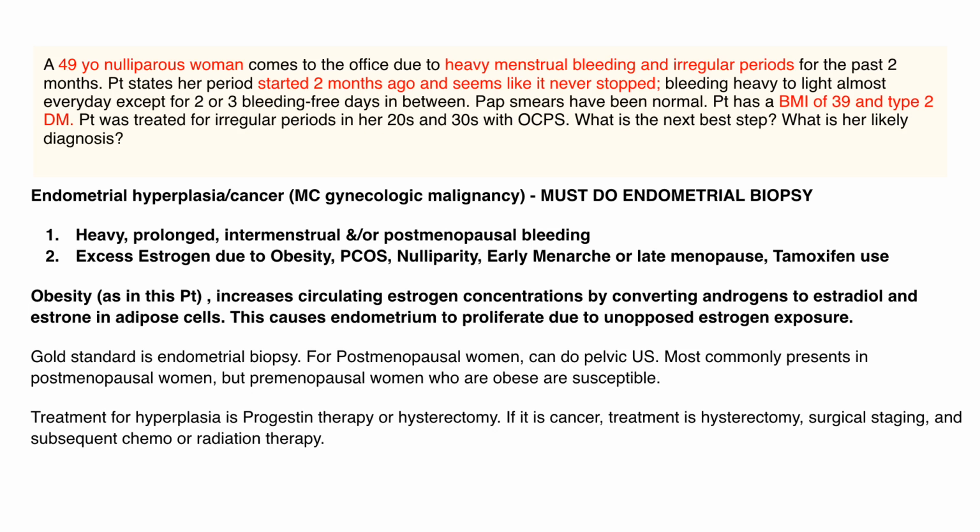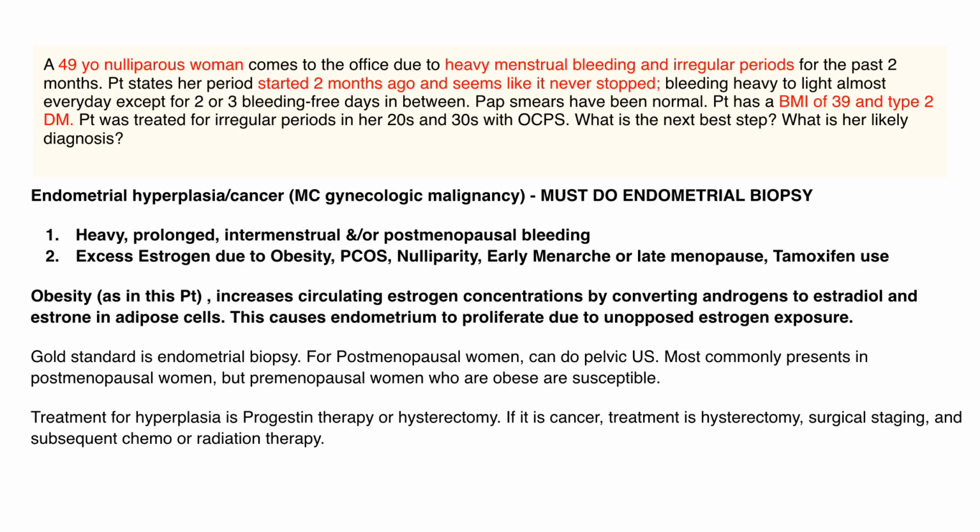So this patient has endometrial hyperplasia or cancer, the most common gynecological malignancy, and you must do an endometrial biopsy. That's very important. This patient has heavy, prolonged intermenstrual or postmenopausal bleeding. Excess estrogen due to obesity, PCOS, nulliparity, early menarche, or even late menopause, or tamoxifen use can cause this. Obesity, as seen in this patient, increases circulating estrogen concentrations by converting androgens to estradiol and estrone in adipose cells. This causes the endometrium to proliferate due to the unopposed estrogen exposure.